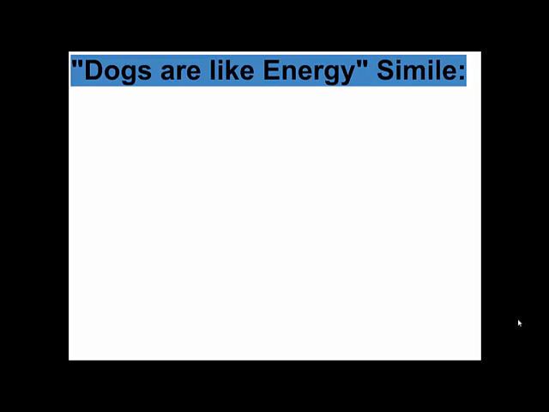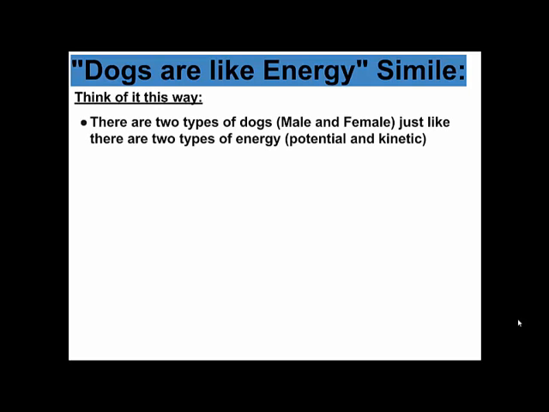A way for you to more easily think about it is we use a simile: dogs are like energy. If you think of it this way, there are two types of dogs, male and female, just like there are two kinds of energy, potential energy and kinetic energy.